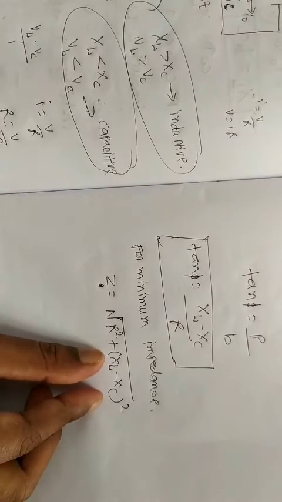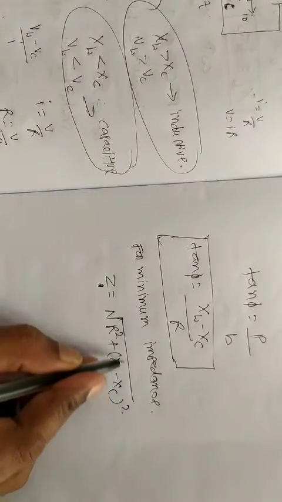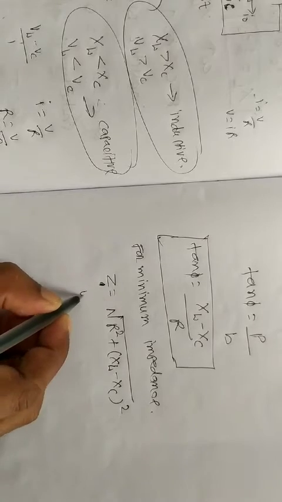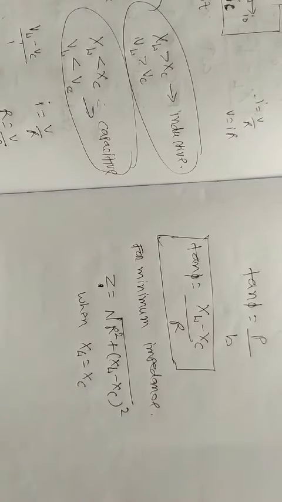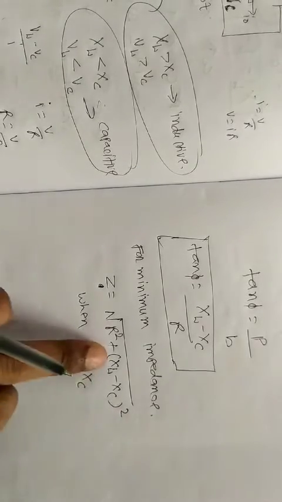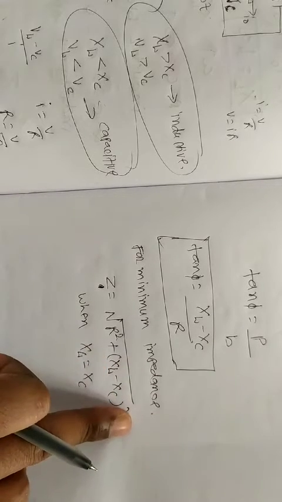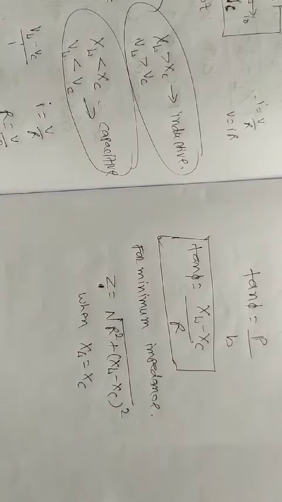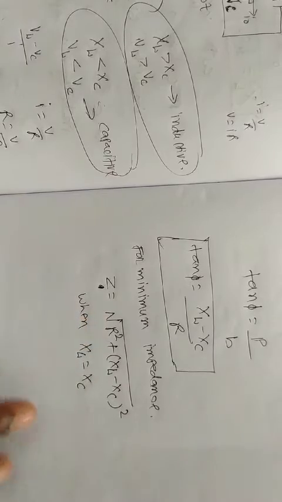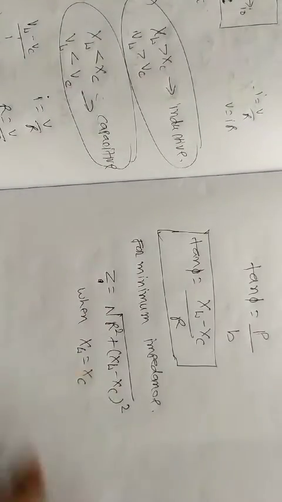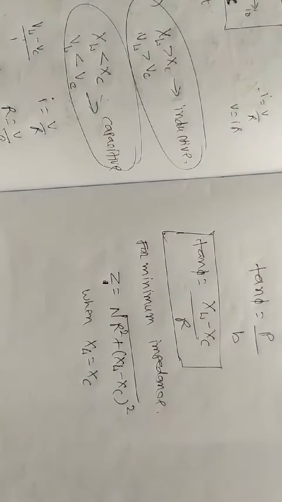When this complete term will be 0, then this will become minimum. So when will this become 0? When XL is equal to XC. For example, suppose this is 5 ohm, this is also 5 ohm. So 5 minus 5 is 0, and 0 square is 0. So this complete term will become 0, and Z is equal to square root of R square, which means Z is equal to R. So when this is equal to this, then Z will be minimum.